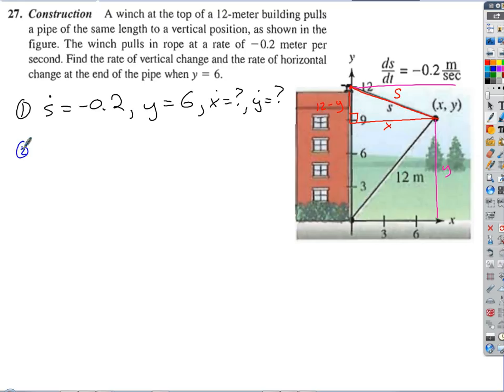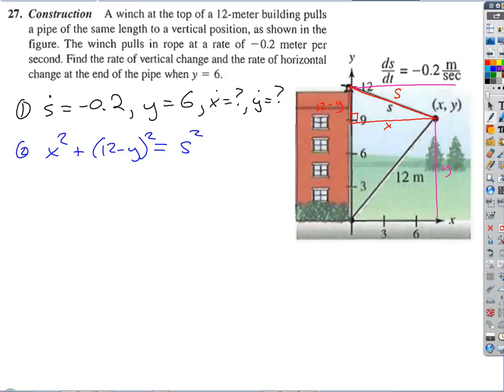X squared plus 12 minus y squared equals s squared. That's good, right? That does the job. All we need is a relationship between s and x and y, right? We got it. Okay, so now we can do calculus.